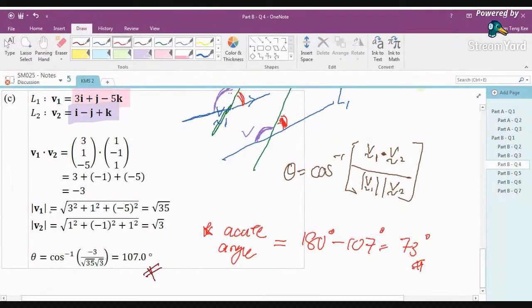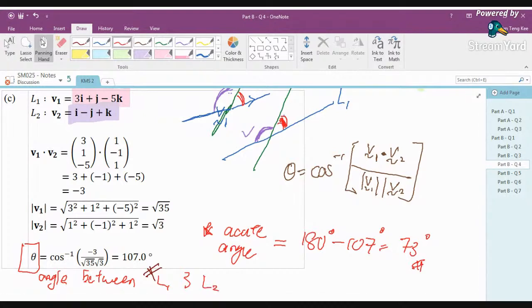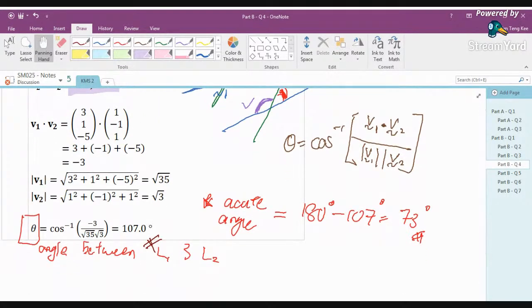And here, I missed out the definition of theta, where theta is the angle between the two lines, between L1 and L2. Angle between L1 and L2.